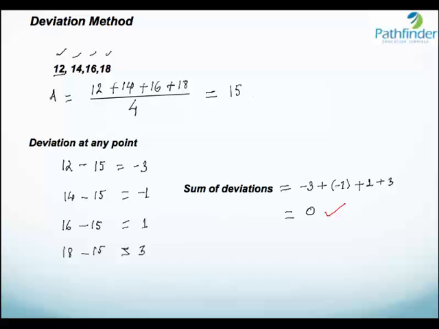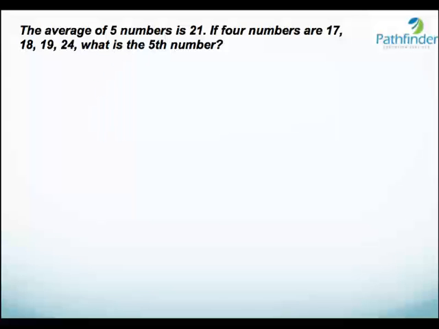Let us solve one question using this property of sum of deviations as 0 to arrive at answers without actually writing down the equations. So we have the same question. The average of 5 numbers is 21. If 4 numbers are 17, 18, 19 and 24, what is the fifth number? So let us solve this using the deviation method.